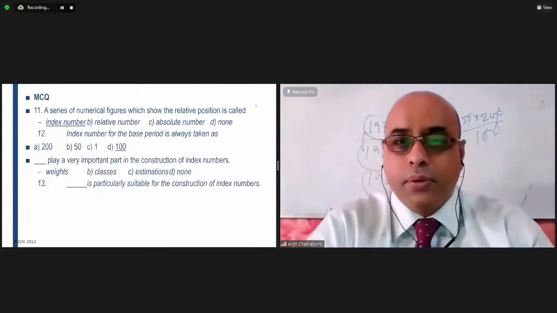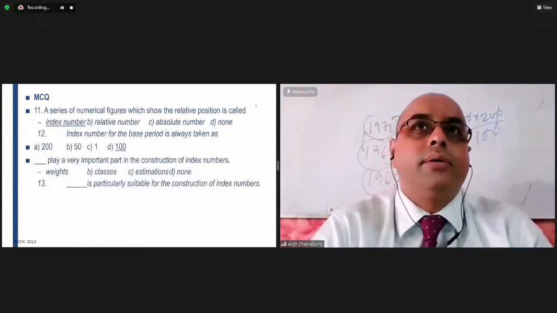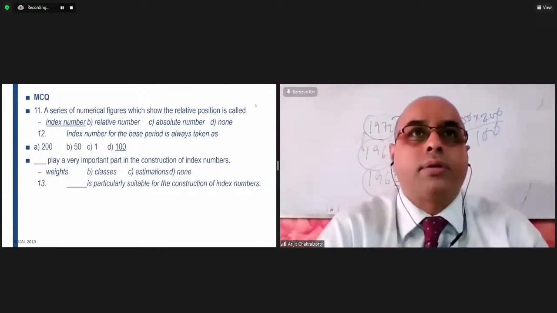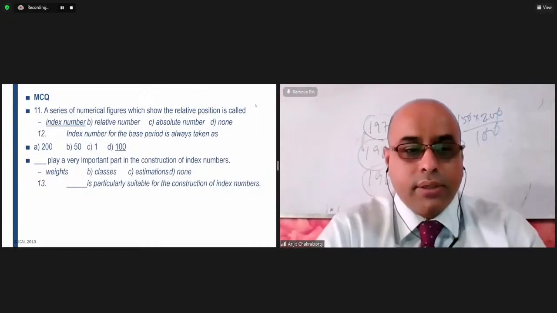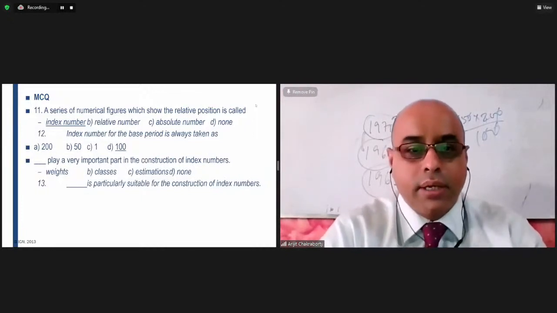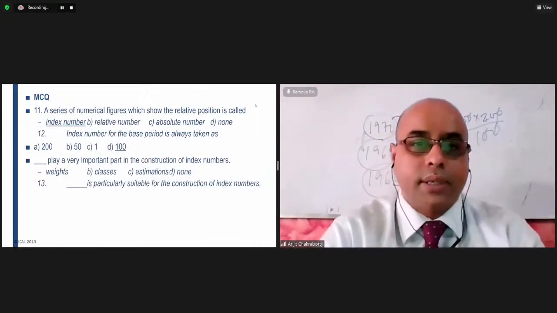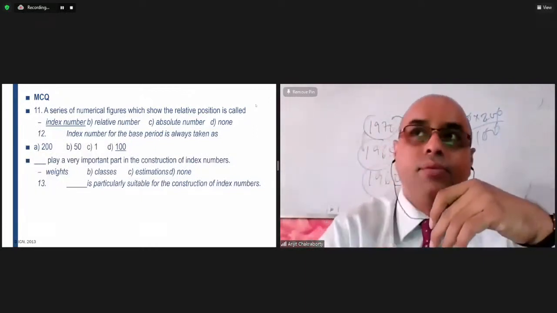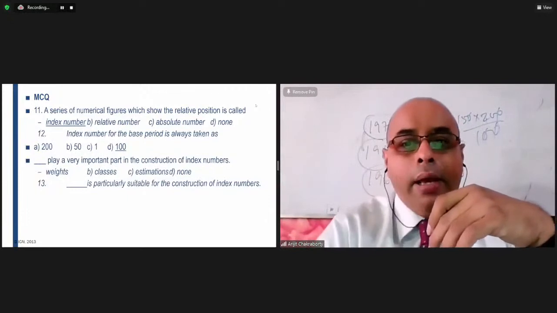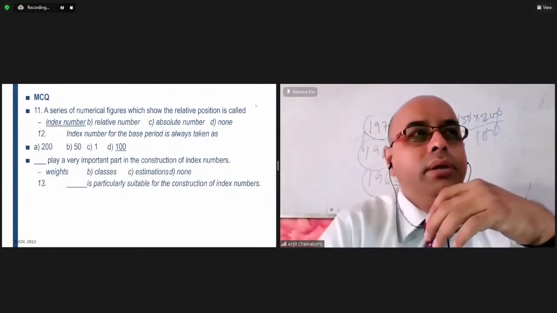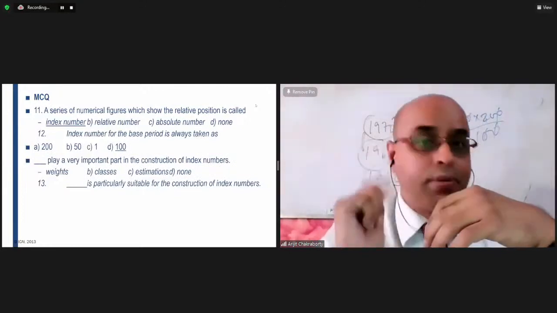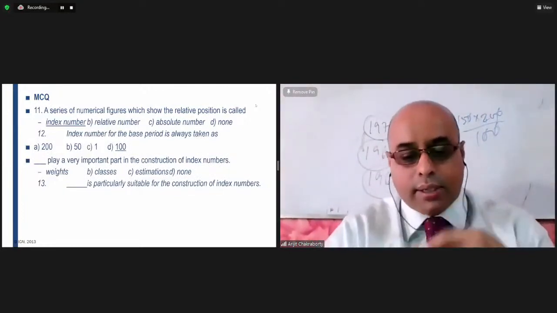Well, here many of them could be appropriate answers. Even classes play an important part. Estimations do play an important part. But the most important factor here is weights. Weights play an important part in the construction of index numbers. If the weights are wrong, if the weights are not realistic, if the weights are not logical, you will get a value, but the value will not be useful, because the index numbers will not give you the true picture. So therefore weights is the right answer.